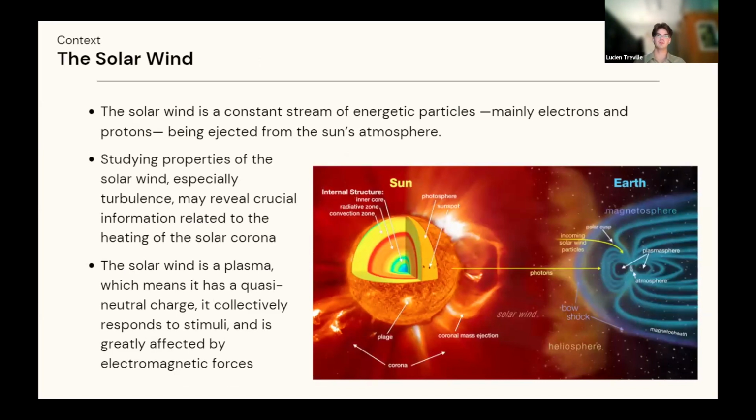So the solar wind is a constant stream of energetic particles, primarily protons and electrons, but it is made up of a lot of trace other ions. It's being ejected out of the sun's atmosphere. And we believe that studying properties of the solar wind, especially its turbulence, very well may reveal crucial insights into why the solar corona heats so far out of the sun.